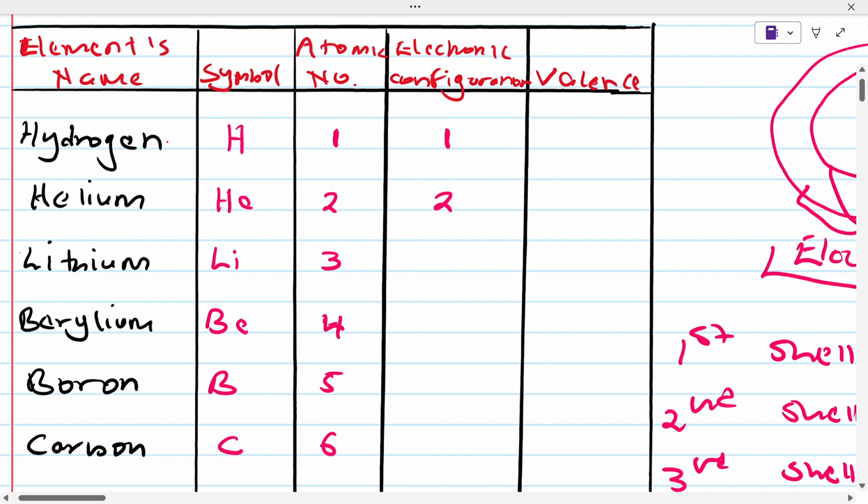For lithium, remember, now we are on the 3rd electron, and the first shell has a capacity of 2. So meaning the 3rd electron must move into the 2nd shell. So for lithium, it is going to be 2:1. For beryllium, it is going to be 2:2. Boron, 2:3.